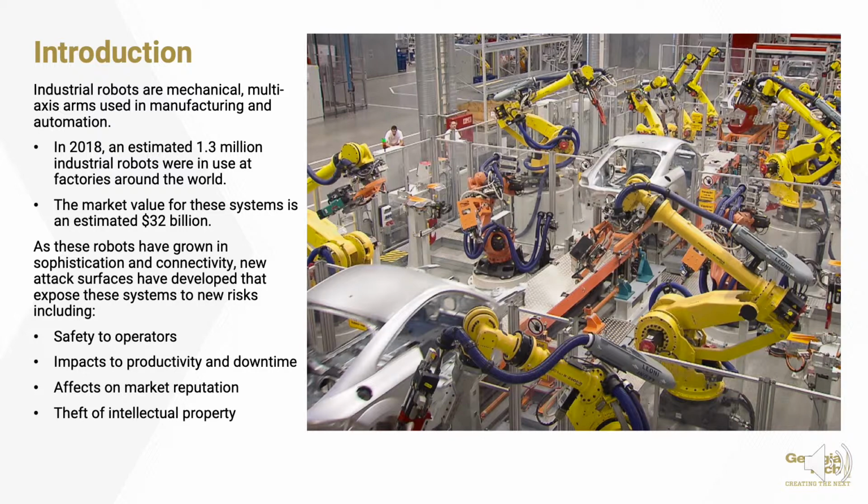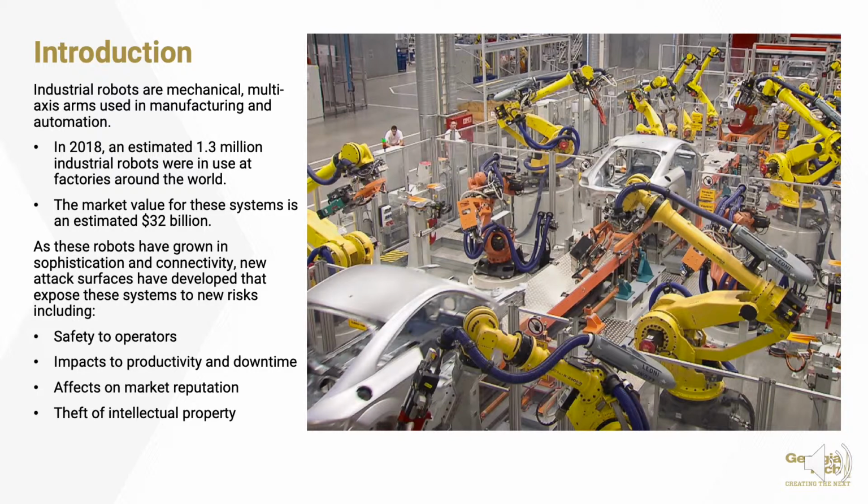Okay, so just a brief introduction on industrial robots for maybe those who aren't familiar with manufacturing and industrial environments. Industrial robots are mechanical multi-axis arms, as you see in the picture here to the right, and they're used, of course, typically in manufacturing and automation.